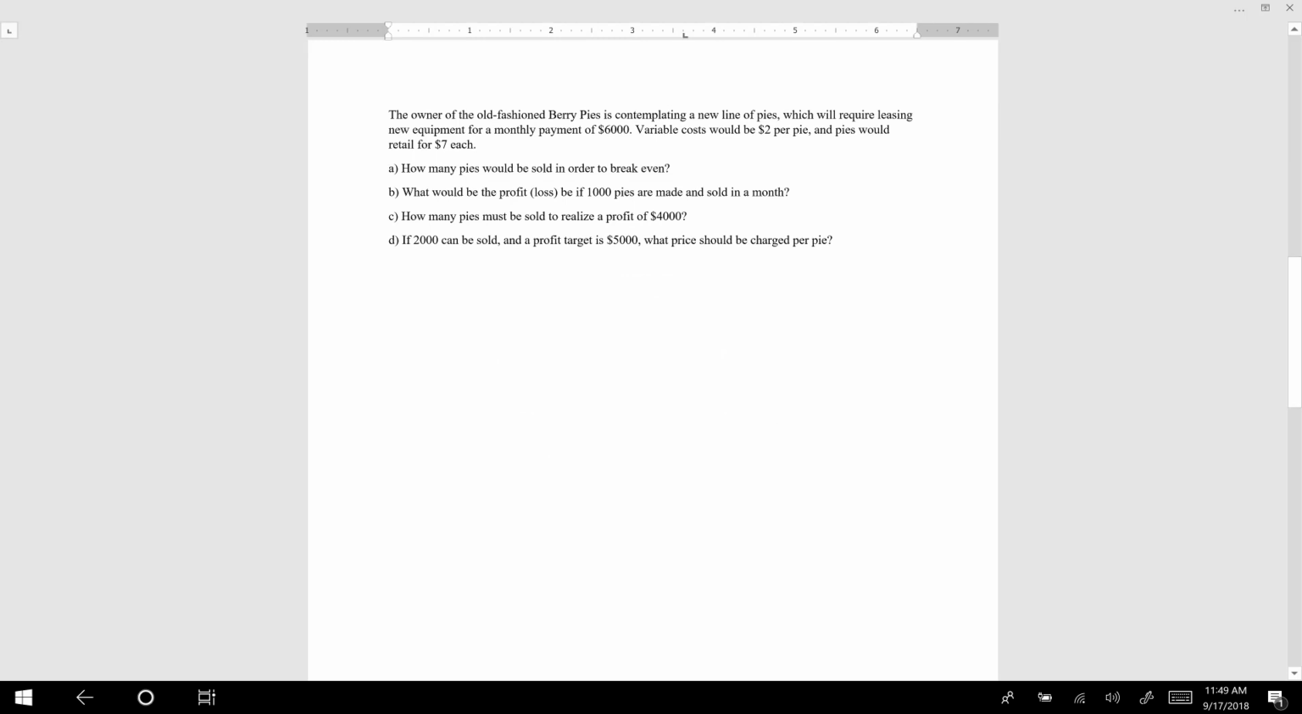So here is our question. The owner of old-fashioned berry pies is contemplating a new line of pies which will require leasing new equipment for a monthly payment of $6,000. Variable costs would be $2 per pie, and pies would retail for $7 each. And they're asking us several questions. The first question is how many pies would be sold in order to break even.